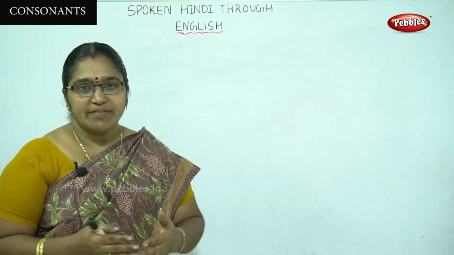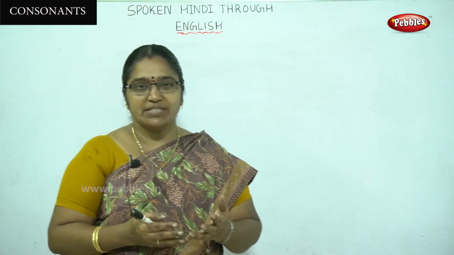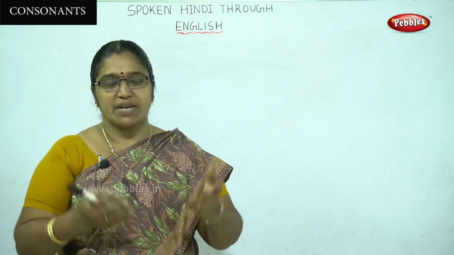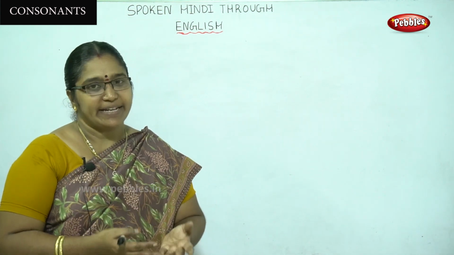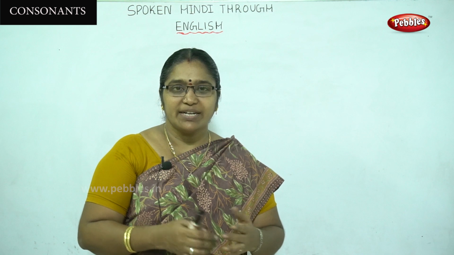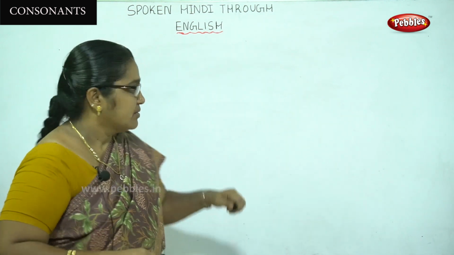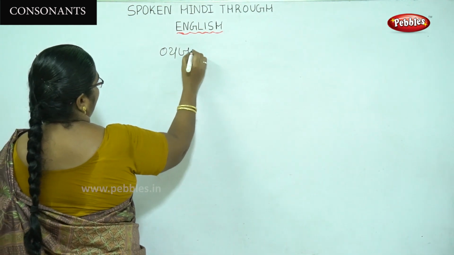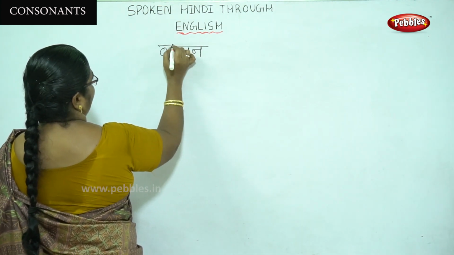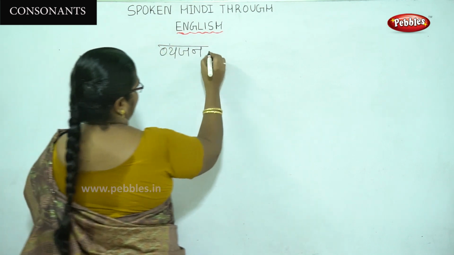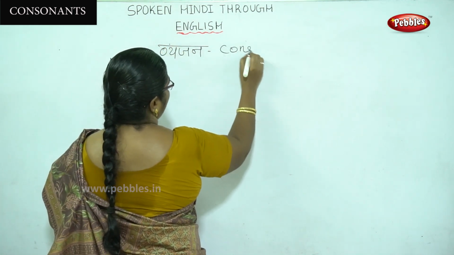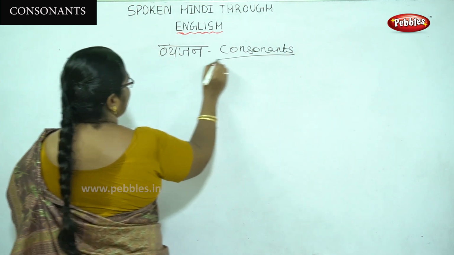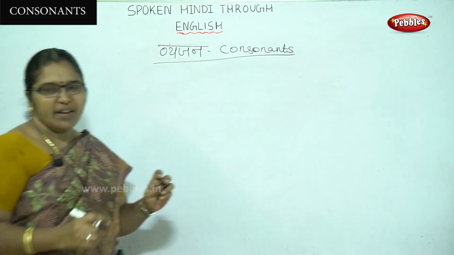For that we need vyanjans and swar. Only by mingling swar and vyanjans can we make a word, a sentence, a paragraph. For that we have to learn the vyanjans. Vyanjan, that is consonants.